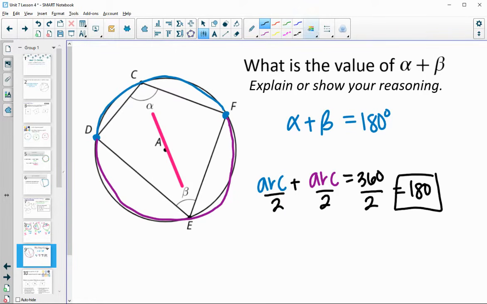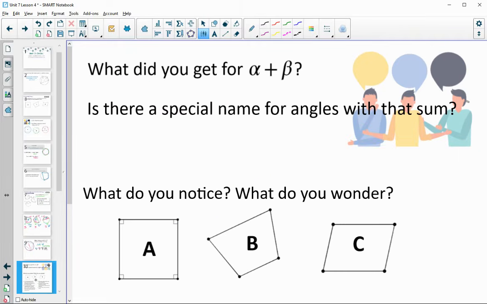And the term, do we remember the term for if two angles add up to 180 degrees? A term for that would be supplementary. So is there a special name for angles with that sum? We got 180 degrees for that sum, and angles that total 180, we remember, are called supplementary angles.